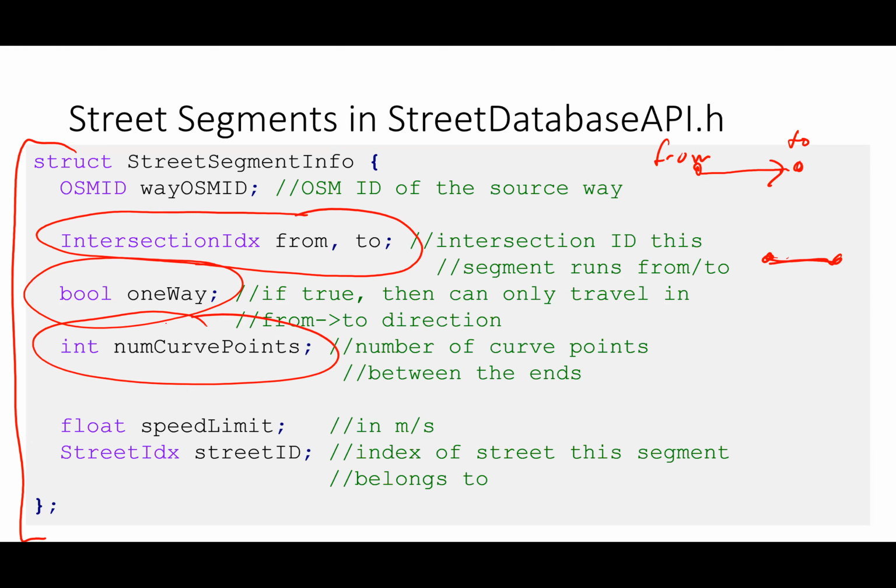Curve points is basically if it's curved, this will tell you this street is not straight, and you can ask questions about what are the points that define its outline. It also has a speed limit, and it also has the ID of the street it came from. So this is everything we know about street segments.